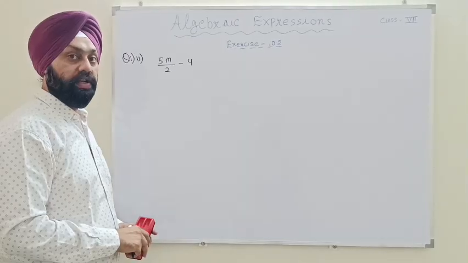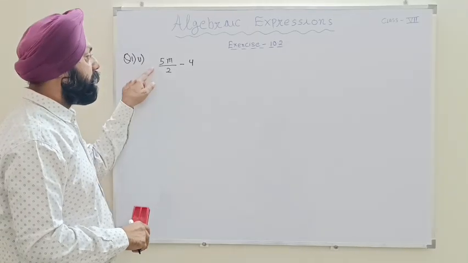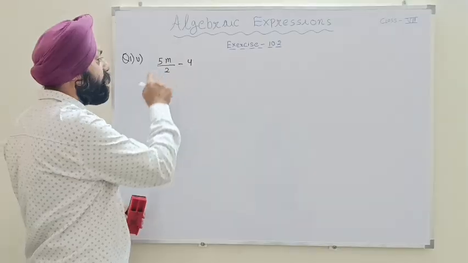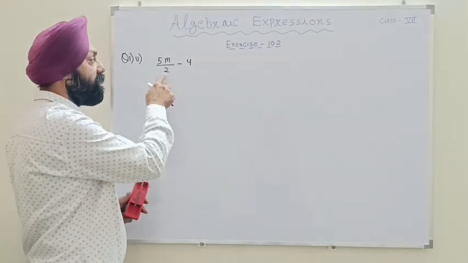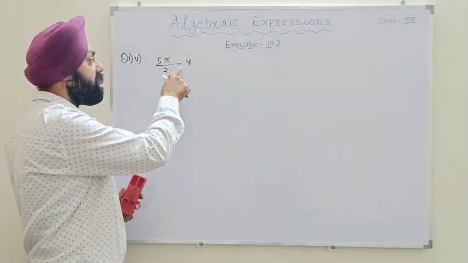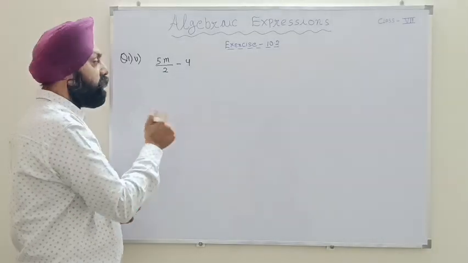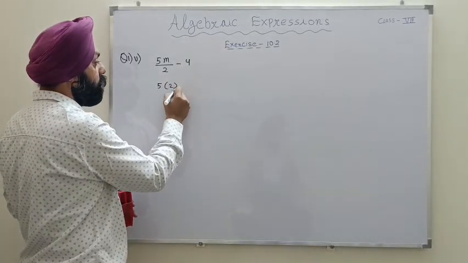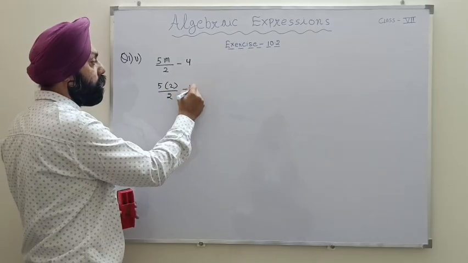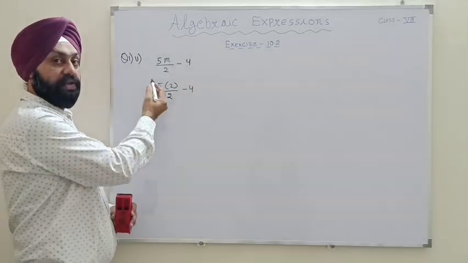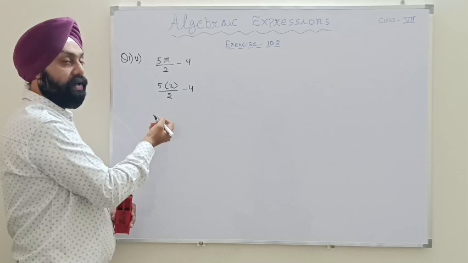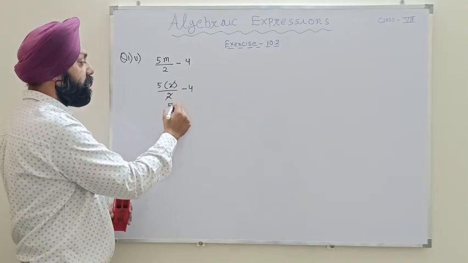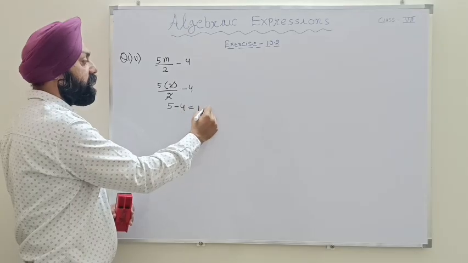So here is the fifth part, which is 5m divided by 2 minus 4. So 5 and m they are getting multiplied, and the answer is getting divided by 2, and whatever is the result is getting subtracted by 4. So again we will put the value of m. So it is 5 into 2 divided by 2 minus 4. So whenever there is a numerator and denominator, we can cut with each other. So we can do it like this. So it will be 5 minus 4, which will give 1 as the answer.